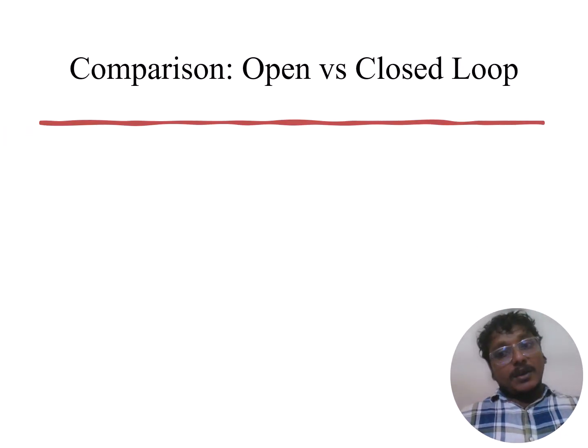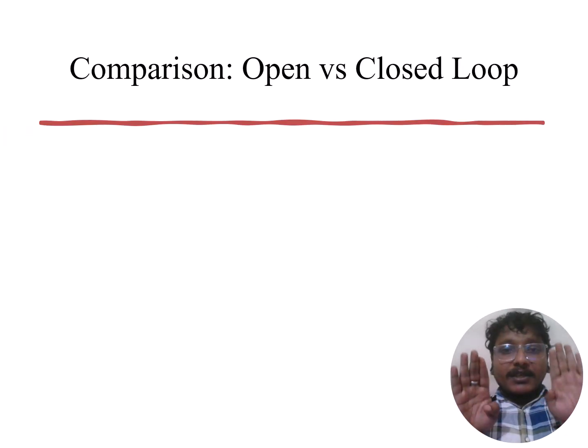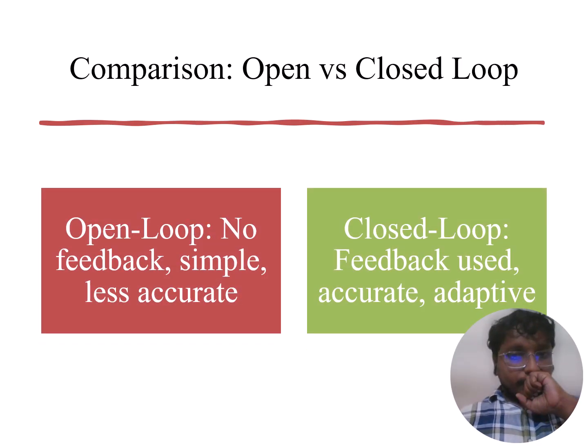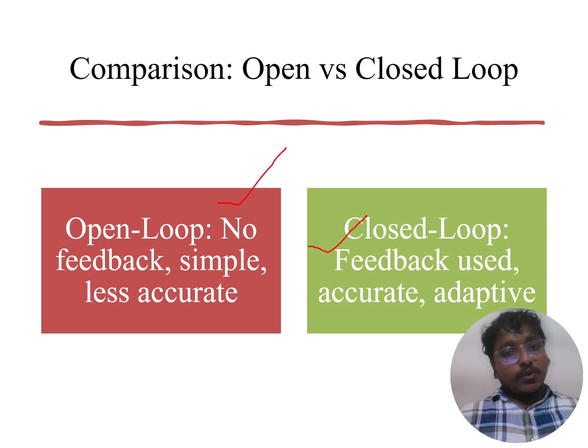Okay. And the next thing is, we will see first what exactly the basic comparison is between open loop and closed loop. As we already saw, there is no feedback signal in the open loop, but in the closed loop we have the feedback signal, which will be used to control. So that's how open loop becomes less accurate, and that's how closed loop becomes very accurate and adaptive. That means time to time it will take reactions and get the output controlled.